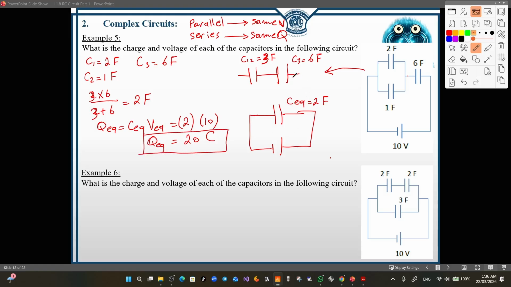Now if we go back, C equivalent is a result from the combination of C12 and C3, and they are connected in series. We know that whenever we connect two capacitors in series, they will carry the same amount of charge as well as the C equivalent. So we found that the C equivalent has 20 coulombs. Therefore C3 and C12 will carry the same amount of charge. So Q12 equals the charge in 3 equals 20 coulombs.